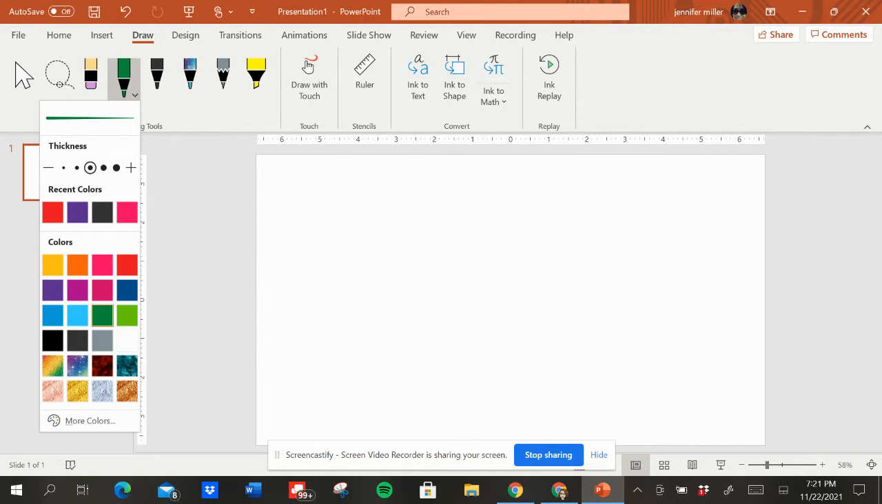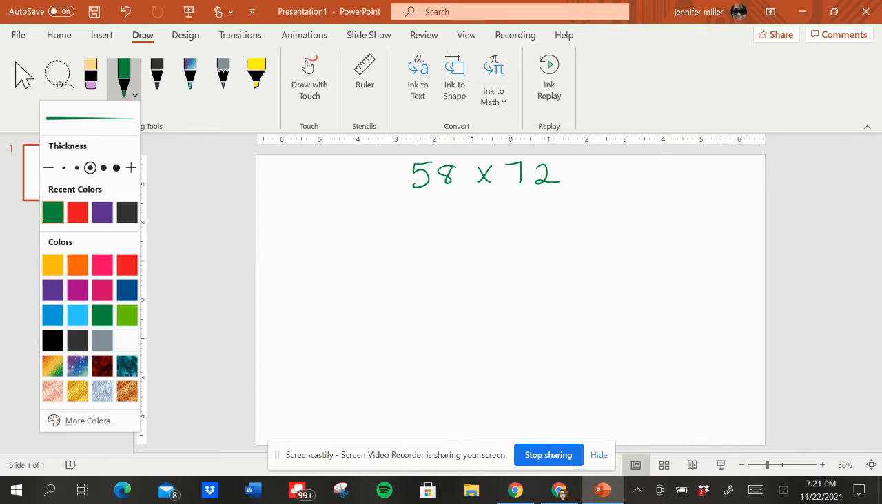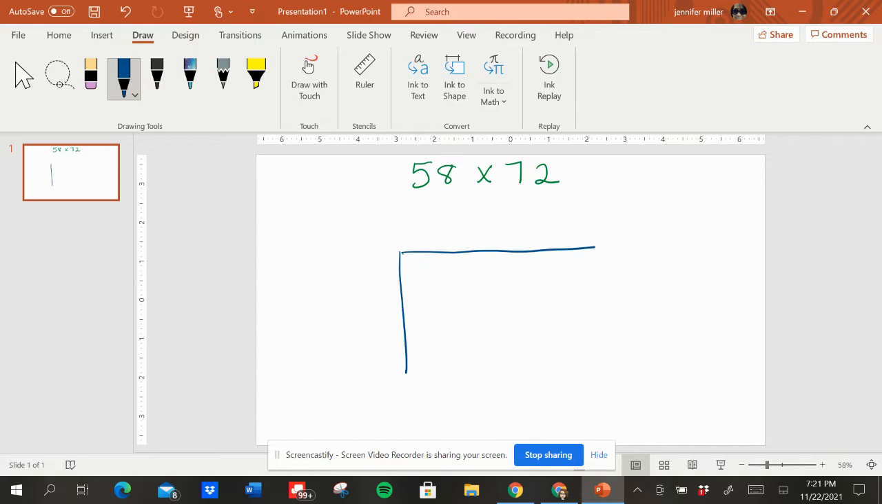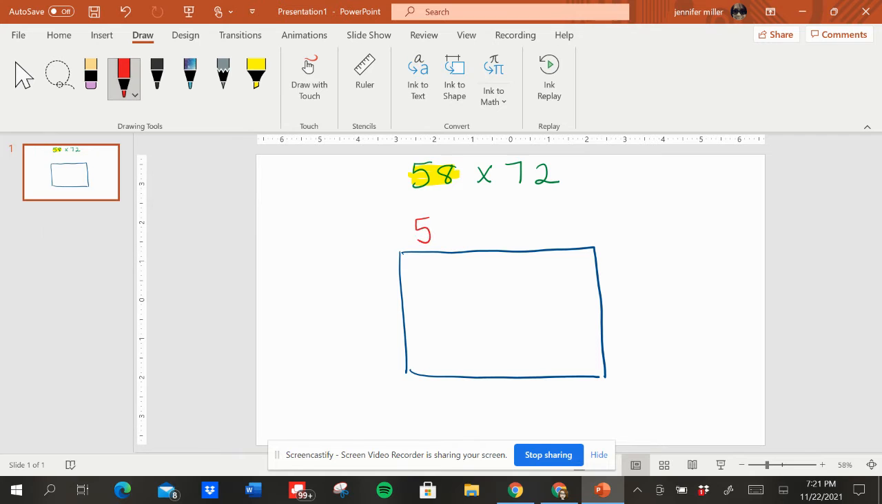So we're going to start out looking at, let's just take 58 times 72. Okay, and we'll start with the area model. I always begin with a rectangle. You want to make your rectangle large enough that you're not going to be making your numbers all squishy. I'm going to begin with that 58 and I'm going to decompose it. So I'm going to think of that 58 as 50 plus 8.